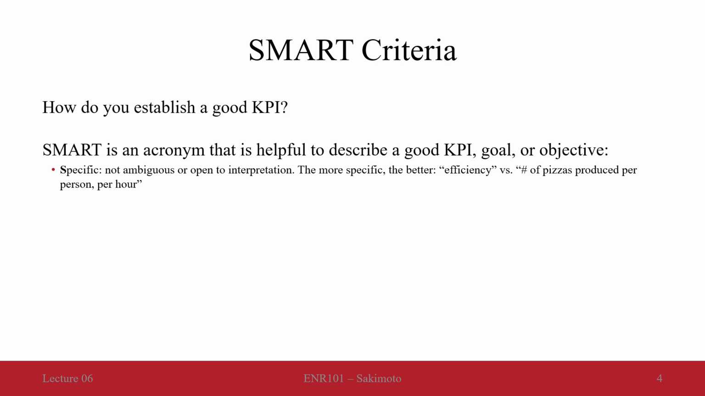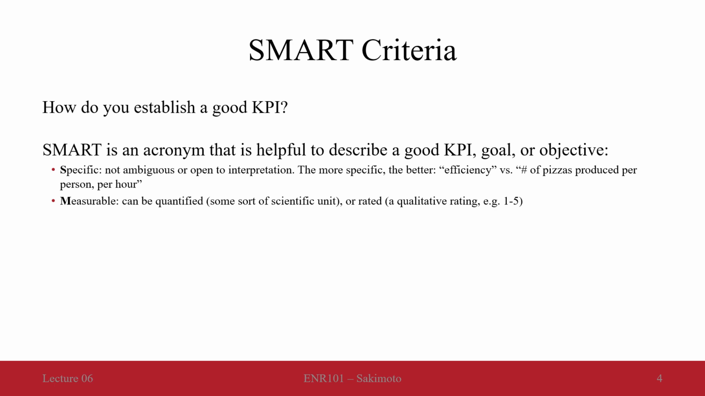It's more useful and more helpful to define a KPI about improving efficiency as improving the number of pizzas produced per person per hour. The more specific we can be, the more exact about what we are exactly measuring, the more helpful and more useful these KPIs would be. So we want to be as specific as we can be.